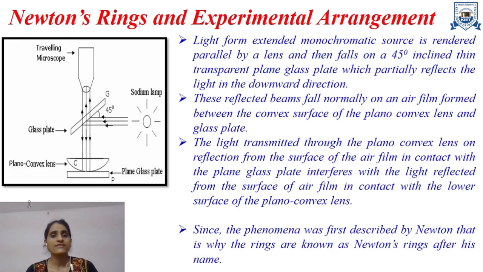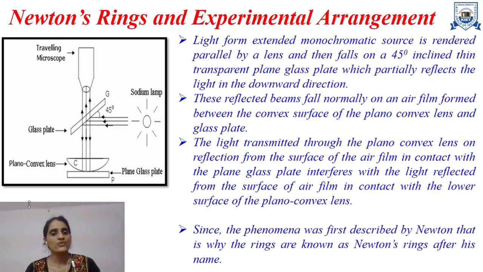Now the question arises, why do we call it the Newton's ring experiment? The reason is that the whole experimental arrangement and its outcome, circular rings of alternate dark and bright pattern, was first seen by Newton. That's why this experiment is known as Newton's rings. In this experimental arrangement, we consider a monochromatic extended source, which I just now explained to all of you.